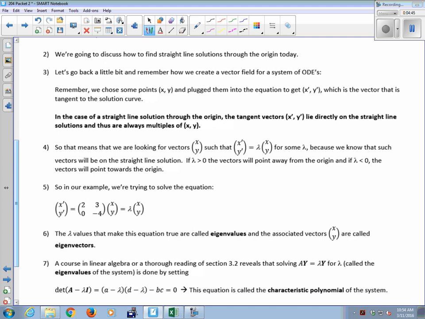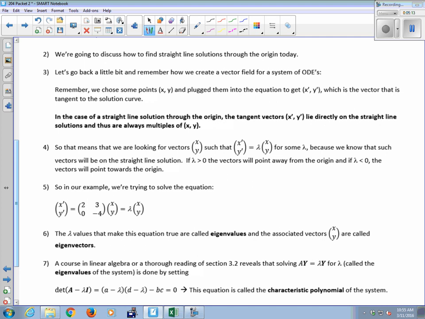So let me clarify. In the reading, it said that when we have k times v, it's the same thing as saying lambda times v. Yes, lambda and k are both just arbitrary constants, so essentially they're both multiples. We're calling it lambda because when we studied linear algebra, we used lambda when we studied that particular equation.